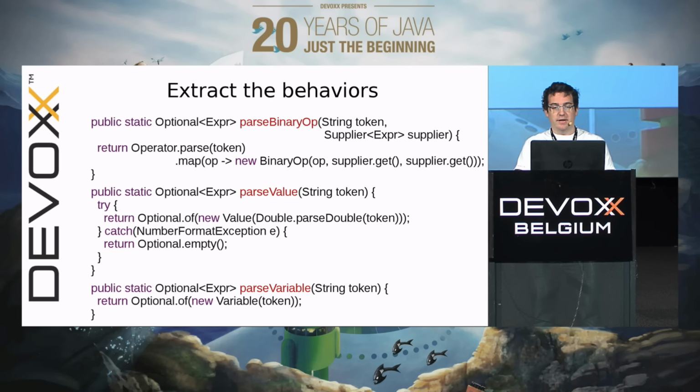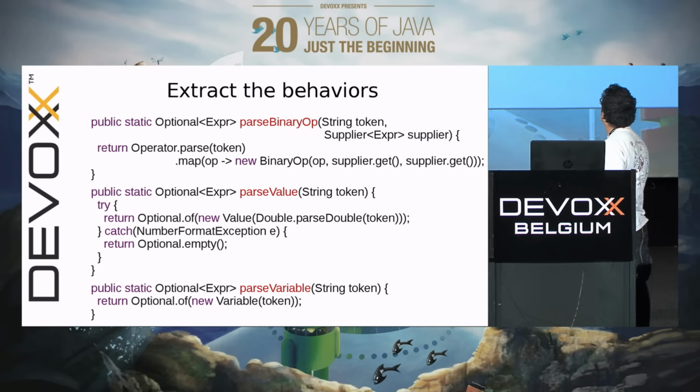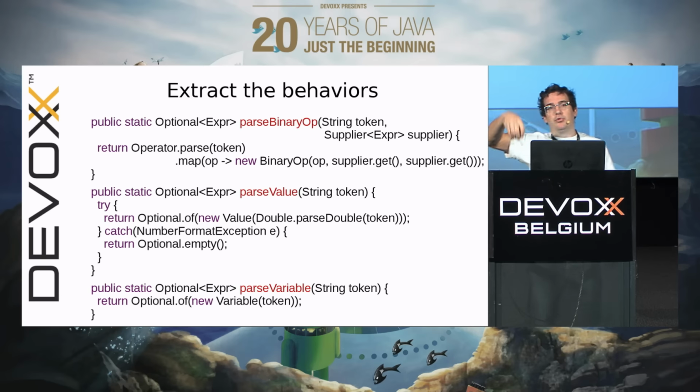And thanks to the fact that in Java, expressions are evaluated from left to right, not like in C. In C it's not defined, you don't know. But in Java, you know that it's from left to right, so it will work. Okay? So my pass binary op is a little more complex because it will take the token and the supplier, which is a way to abstract the fact that it will do a recursive call. Okay?